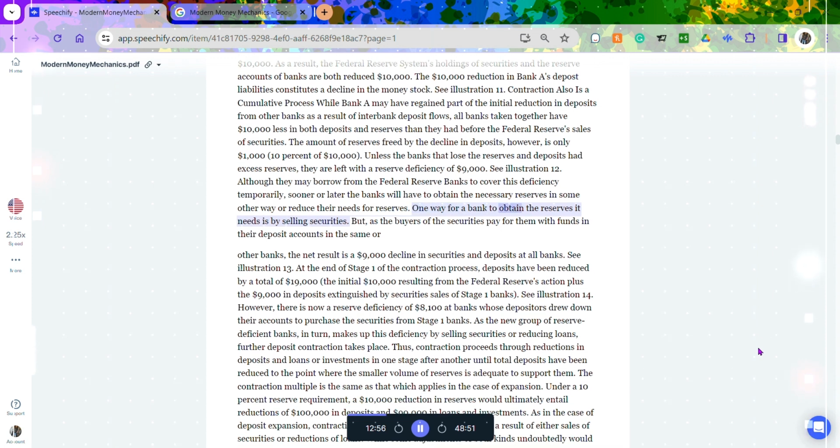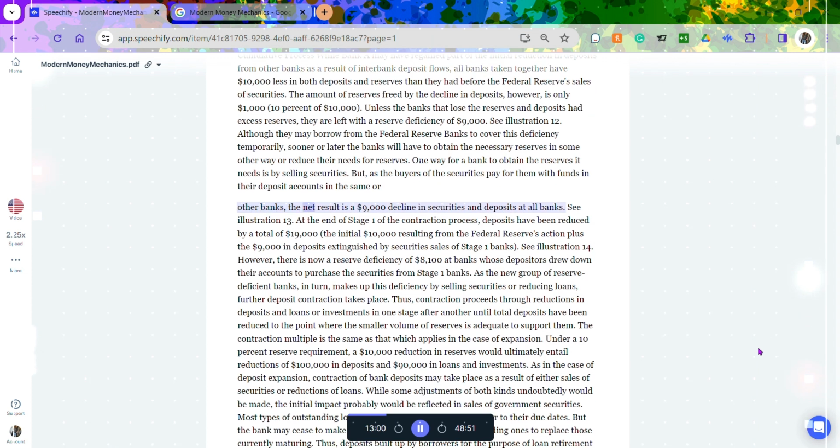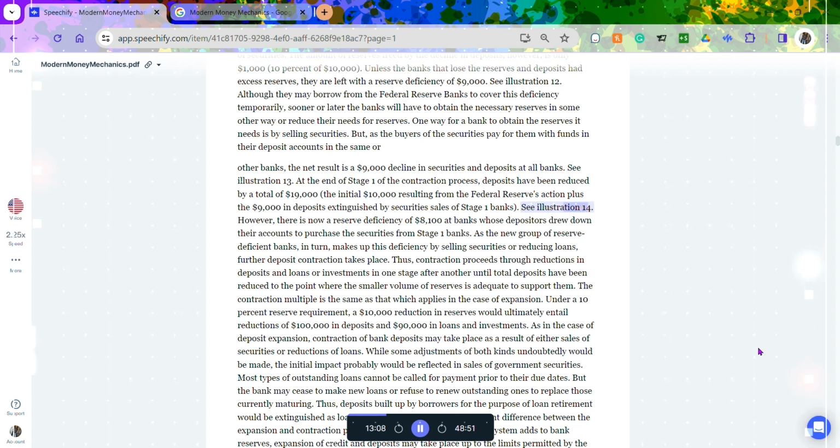One way for a bank to obtain the reserves it needs is by selling securities. But, as the buyers of the securities pay for them with funds in their deposit accounts in the same or other banks, the net result is a $9,000 decline in securities and deposits at all banks. See illustration 13. At the end of stage 1 of the contraction process, deposits have been reduced by a total of $19,000, the initial $10,000 resulting from the Federal Reserve's action plus the $9,000 in deposits extinguished by security sales of stage 1 banks. See illustration 14.